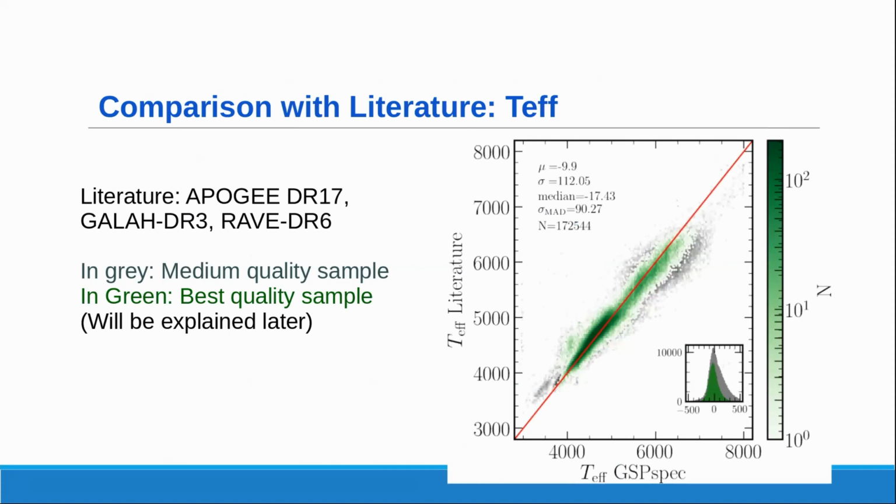It's inevitable to compare our parameters with those of the literature. For the effective temperature, we compare them with those in Apogee, Galah, and Rave, and we observe almost no bias, negligible bias, almost zero, for the region of temperatures. The standard deviation is a little bit larger, but not problematic, and also the median and the median absolute deviation. So we conclude that we have no bias in our parameters when compared to the literature, at least in temperature.